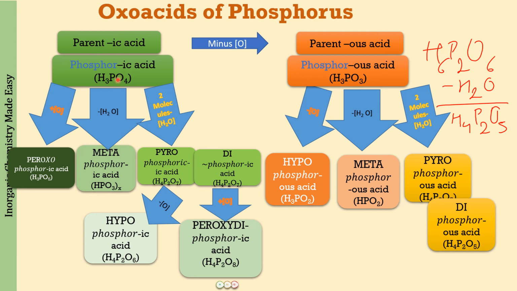Phosphoric acid side, when you're going to remove one water, you will be getting metaphosphoric acid. Removing two molecules, you will be getting pyrophosphoric acid or diphosphoric acid. Add one oxygen, you will be getting peroxomonophosphoric acid, and from the pyro, when you're going to subtract one oxygen, you will be getting hypo, and when you're going to add one oxygen, it is going to be peroxodiphosphoric acid. Right? I hope now all the names and the formulas you can write out yourself.